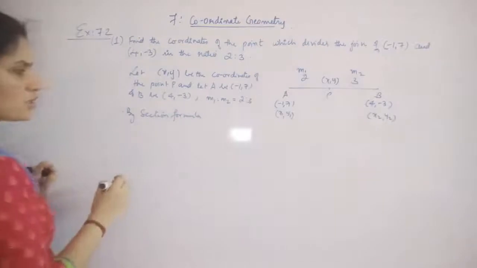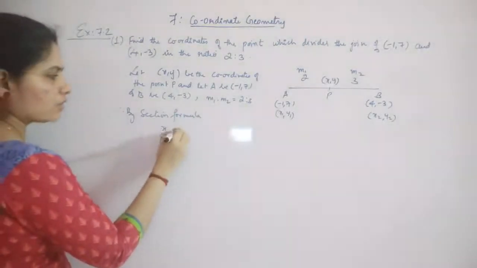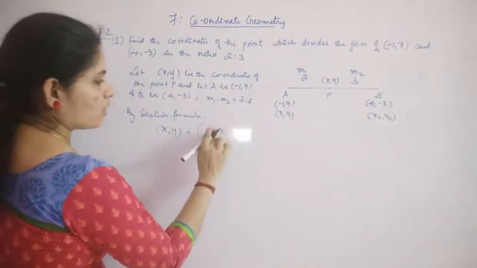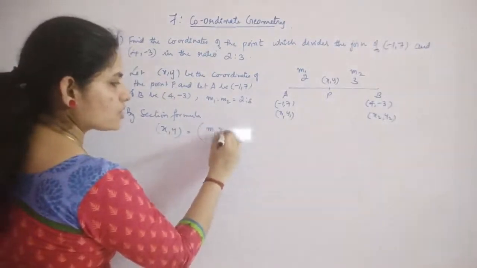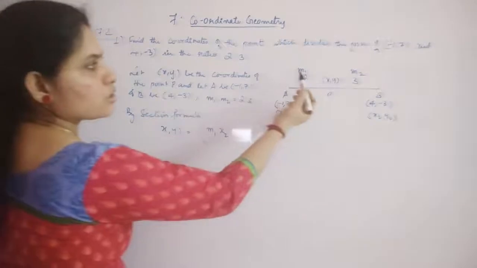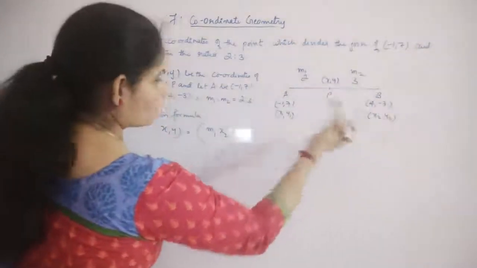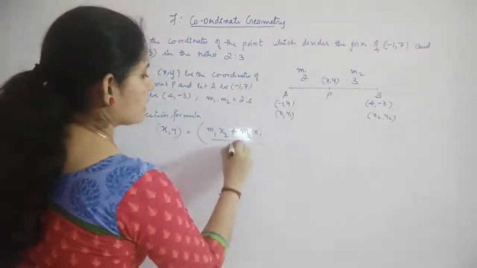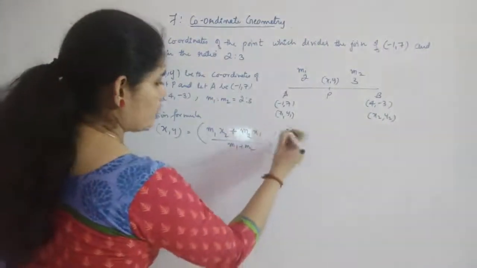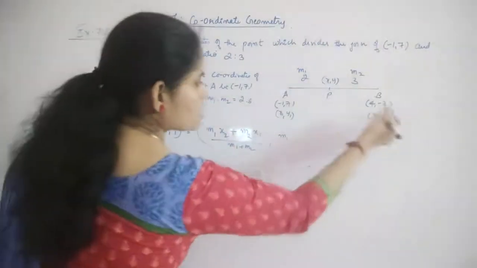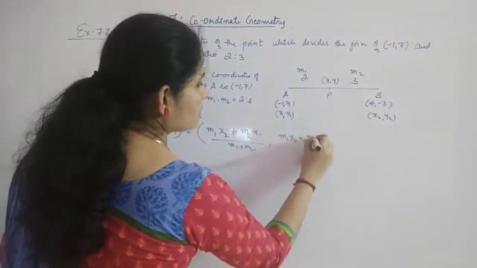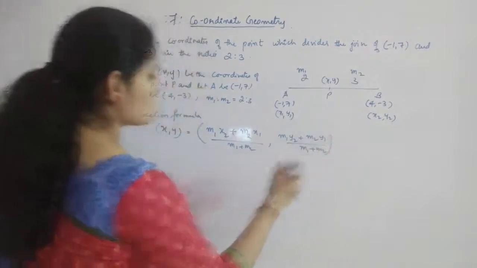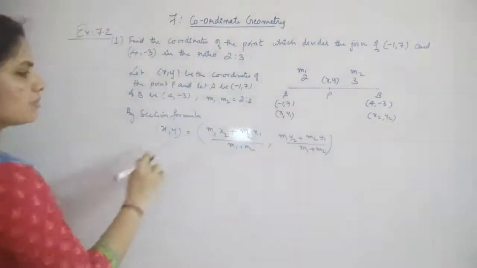What is your section formula? To find out that x comma y, you have the formula: M1 x2 first, because in between you have a plus sign. If you are taking M1, you have to take x2 with that, plus M2 x1, divided by M1 plus M2, comma M1 y2 plus M2 y1 divided by M1 plus M2. That is your section formula. Now just replace the values.